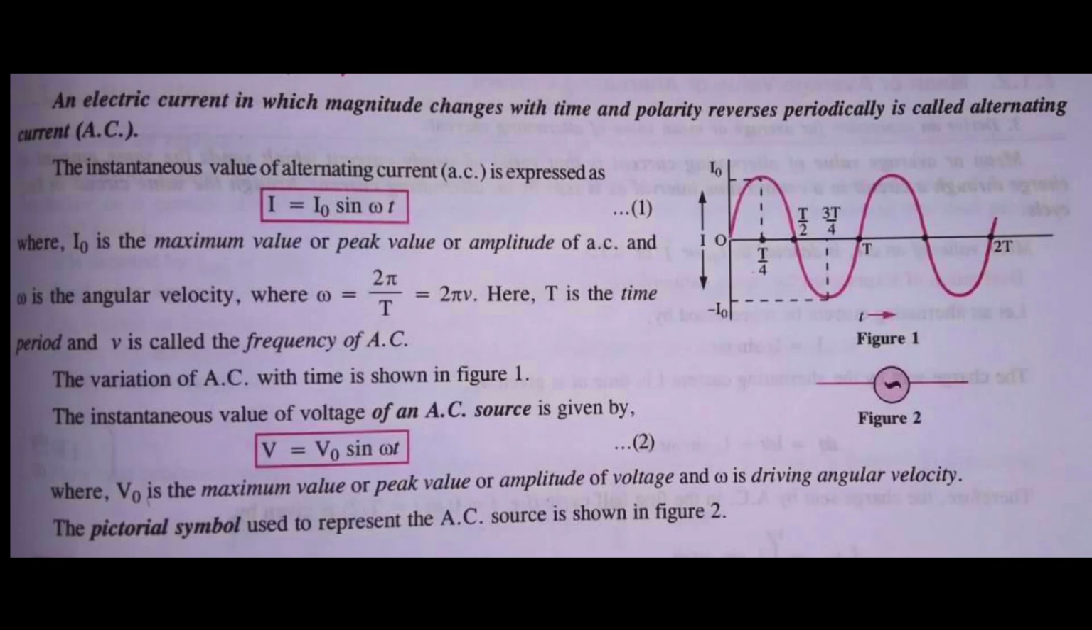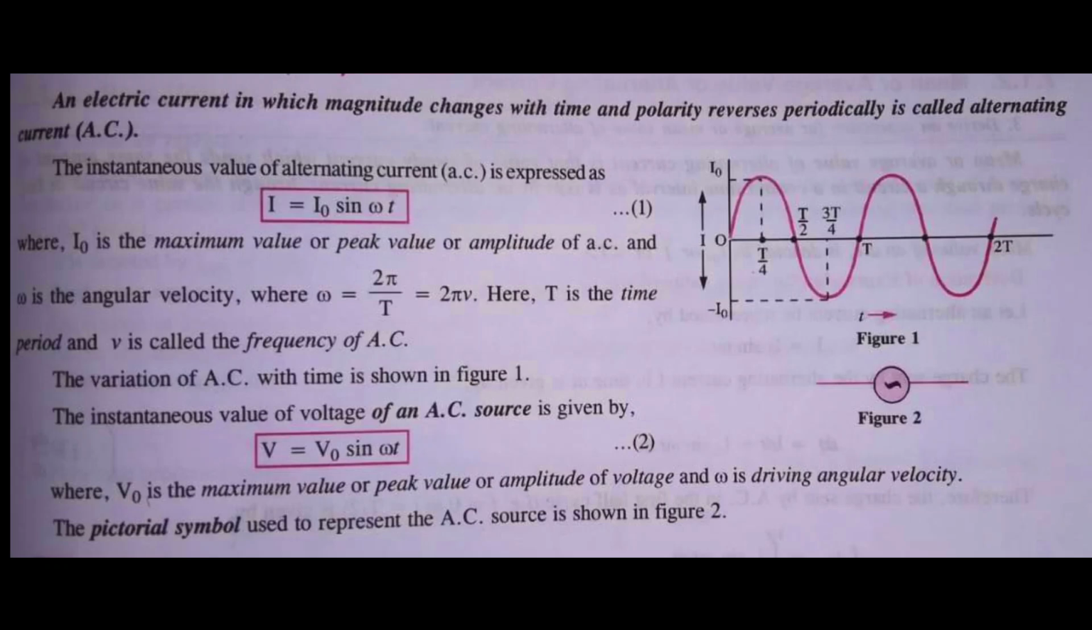Most of the electrical devices operate with alternating voltage. Electric supply for domestic, commercial, and industrial purposes is mainly alternating in nature. Alternating current or AC has many advantages over DC current. It is the electric current in which magnitude changes with time and polarity reverses periodically.